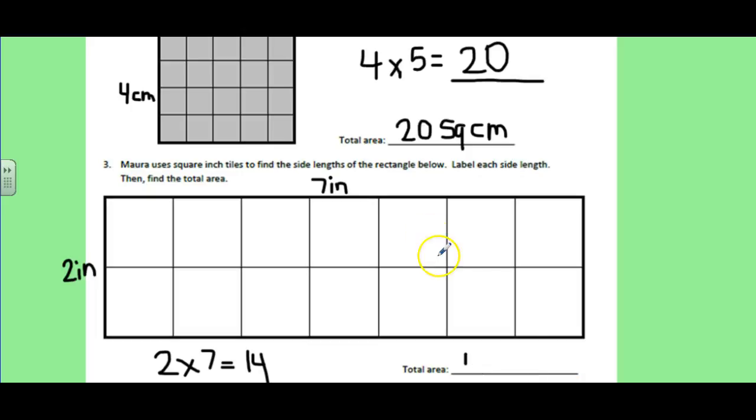Well, my goodness, it's hard to, oh man, I gotta rewrite the whole thing. Okay, maybe I can make this a little bit better. 14 square inches. It's hard writing with this on the computer.